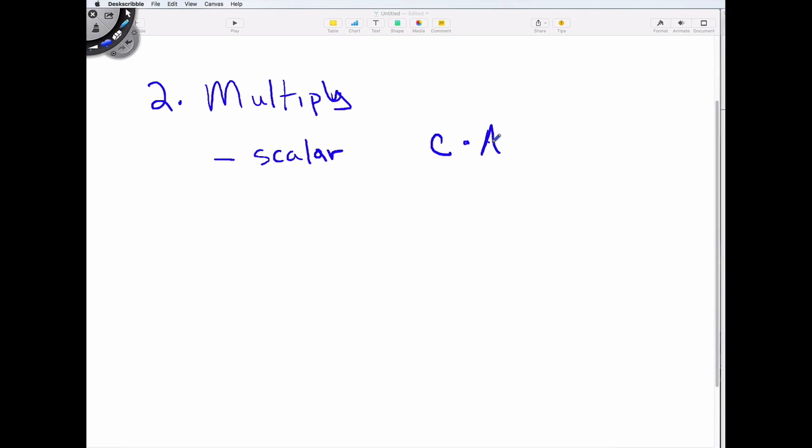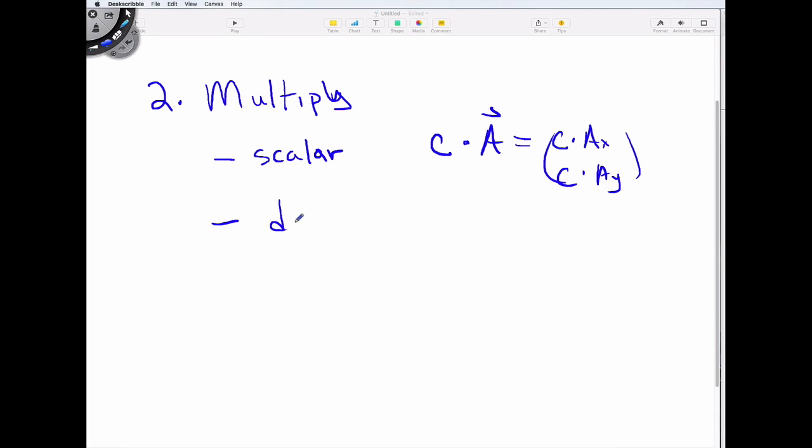The second operation we can do to vectors is we can multiply. And we can multiply in a bunch of different ways. We can multiply by a scalar. So that would be like taking, let's say, a constant c and multiplying it by a vector a. That would be the same as taking c times ax and c times ay. So that would be multiplying by a scalar.